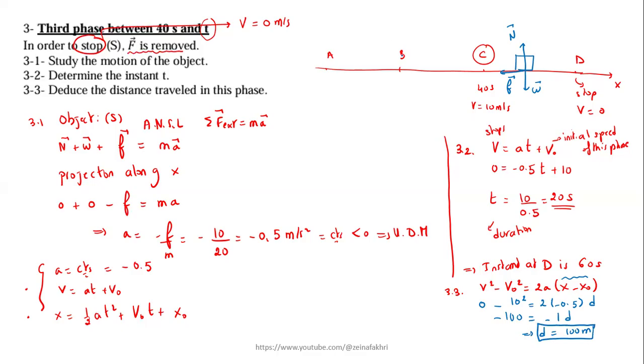If we think back, from A to B it was 100 meters, then from B to C we got 300 meters, and from C to D we got 100 meters. This means that as a whole, the whole track was equal to 500 meters.